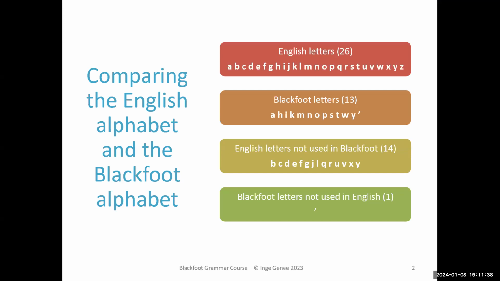The first thing you notice when comparing the English alphabet with the Blackfoot alphabet is that the Blackfoot alphabet has way fewer letters than the English one. The English alphabet has 26 letters. The Blackfoot alphabet has 13 letters. It has the 12 letters A, H, I, K, M, N, O, P, S, T, W, Y, plus the extra apostrophe symbol for the glottal stop. 14 of the letters used in English are not used for Blackfoot.